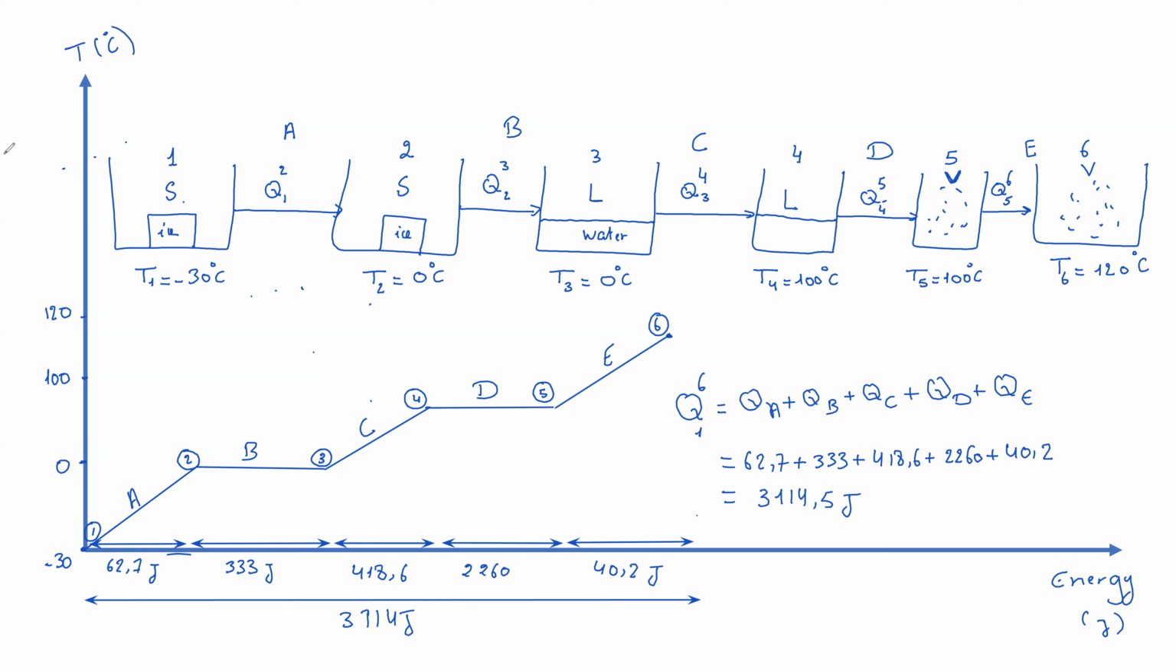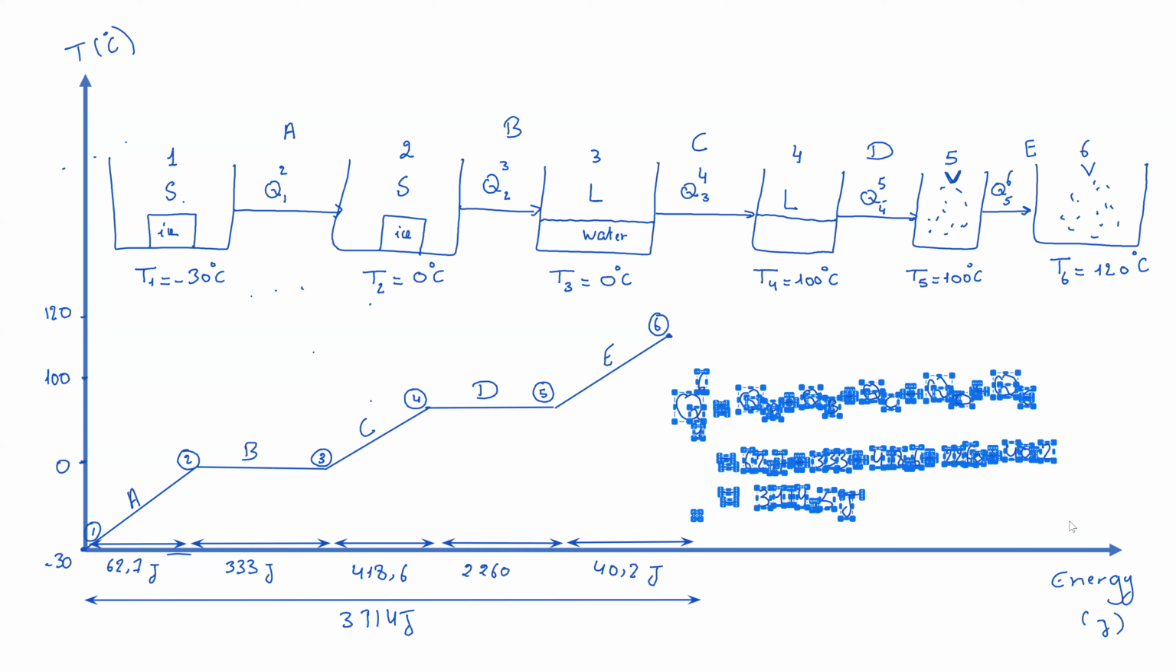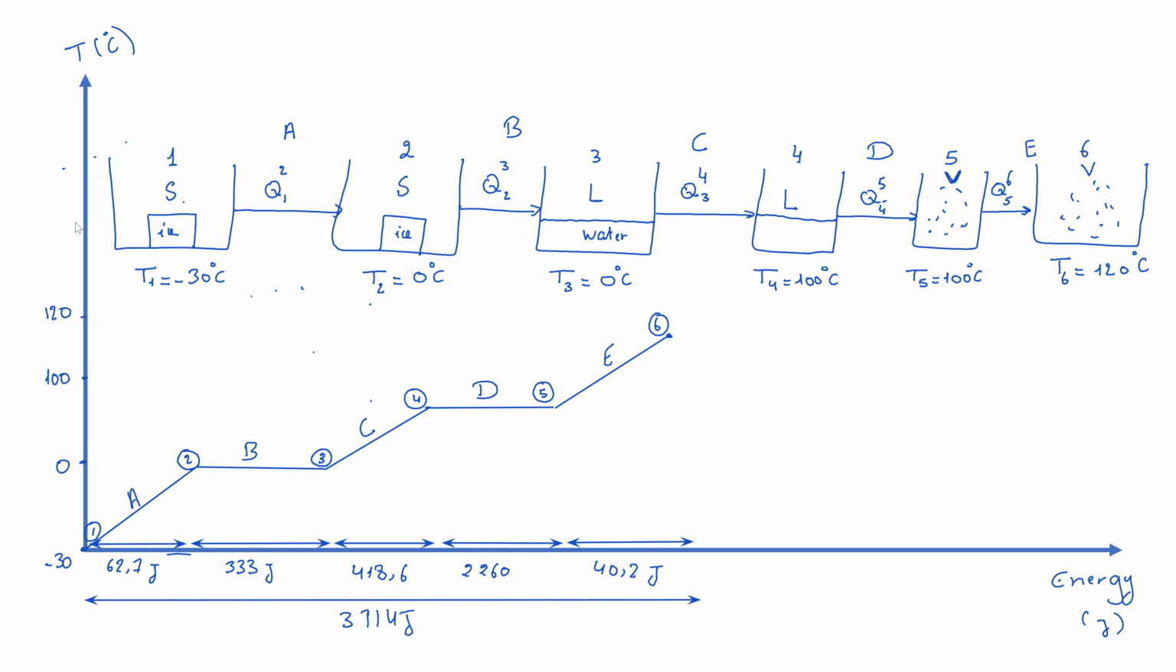Now, if you want to pass from state 6 to state 1, from vapor state to solid state, we get the same quantity but in the negative value sign, because you have to liberate, you have to release a quantity of heat. When you release this energy, Q must be negative. So to pass from 6 to 1 equals to minus 3114 joule.